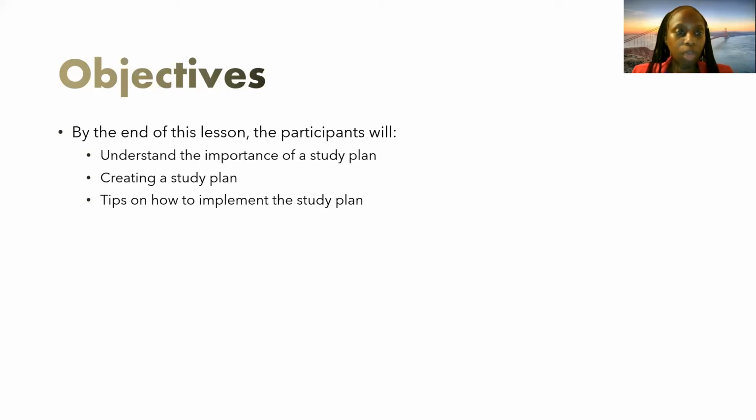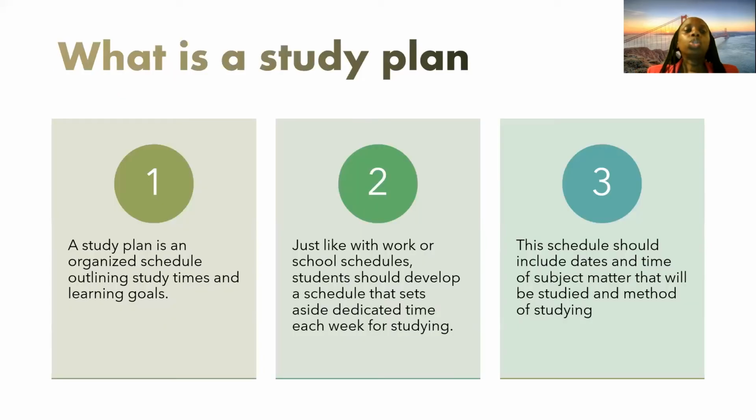So the objectives of this session are that you should understand the importance of a study schedule. We will go through how you can create a study plan and tips on how to implement it. So what is a study plan? A study plan is an organized schedule outlining study times and learning goals, meaning that you're saying on December 7th, which is Tuesday, I'm going to study from 1 to 5 o'clock. And during this session, I want to understand the cardiovascular system, how it operates, how it works, what the disease processes are, and what the treatments are. So that's what we mean when we talk about learning goals.